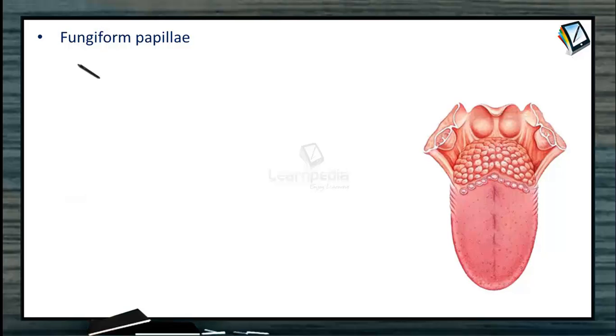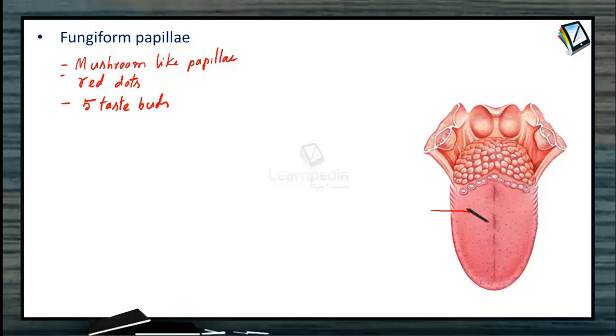Fungiform papillae. They are mushroom-like papillae. They appear as red color spots or dots on the surface of the tongue, and they are distributed among the filiform papillae, and each fungiform papilla contains 5 taste buds. Here these are red colored fungiform papillae.